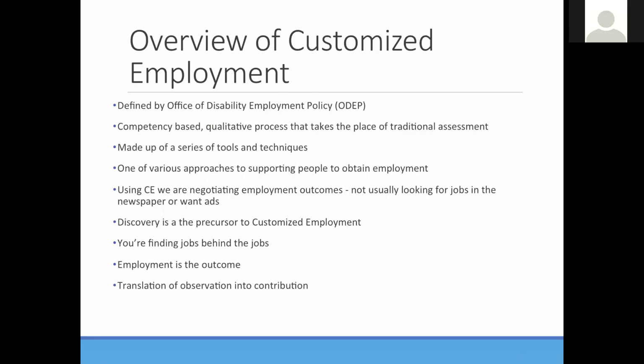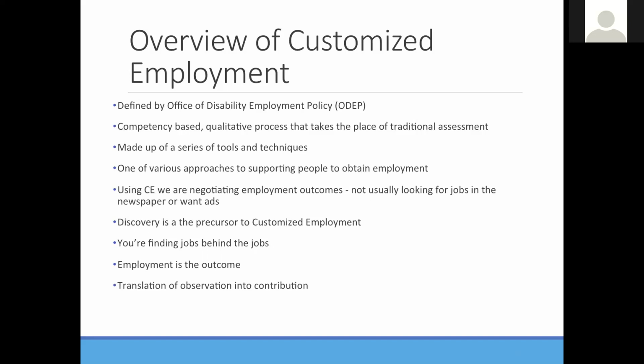So an overview of customized employment. When we think about customized employment as a whole, something has to be negotiated, right? In order to make something customized, something needs to be changed or negotiated to fit the person. And we can't really get to customized employment unless we have a really good picture of who this person is. And we use discovery as the vehicle to get us to that customized employment outcome. Because when we know the person really, really well, that helps us to have the level of information we need to customize the outcome, if that makes sense.